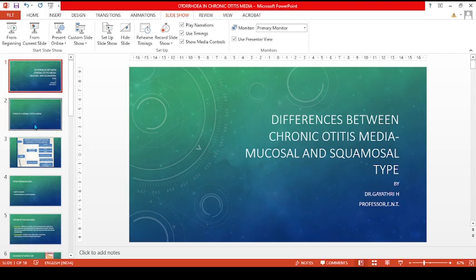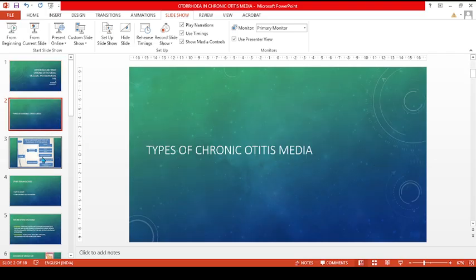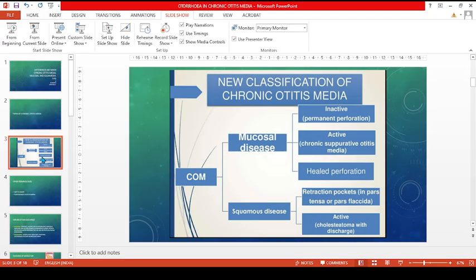So let's begin. What are the types of chronic otitis media? As per the new classification, we have broadly mucosal and squamosal disease, which are further classified into subtypes. Mucosal disease is classified into inactive, active, and healed stages. Squamosal disease is further classified into inactive and active stages.